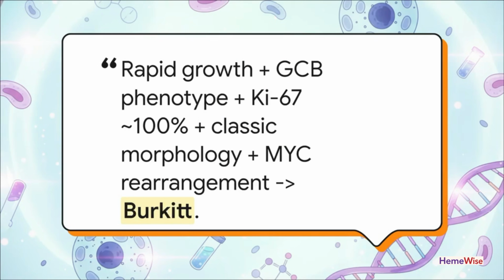Let's wrap this explainer up with an ultimate diagnostic checklist for your exams and daily practice. When you see a clinical picture of incredibly rapid growth paired with a germinal center B-cell phenotype, a Ki-67 essentially at 100%, that monomorphic medium-sized cell morphology, and an IG-MYC rearrangement, think Burkitt lymphoma. Be rigorous about excluding those high-grade mimics, watch out for the BCL2 trap, and get ahead of tumor lysis right away. Yes, it's an incredibly aggressive disease, but with sharp diagnostics and intense chemotherapy, it's highly curable.